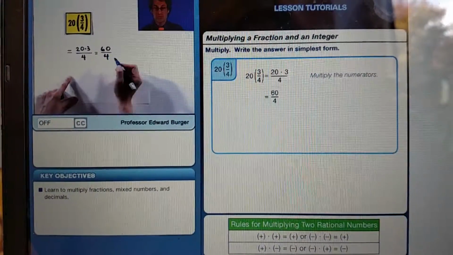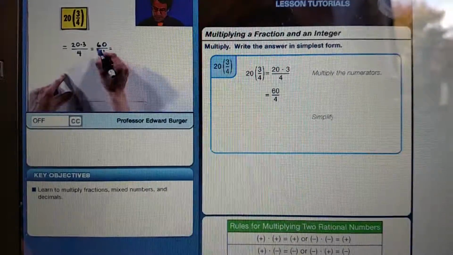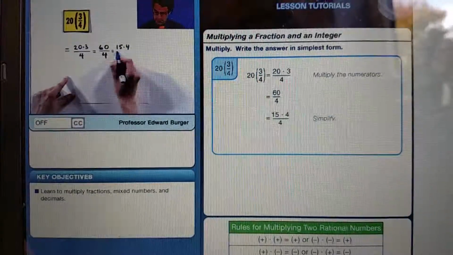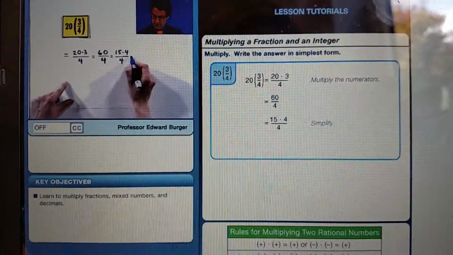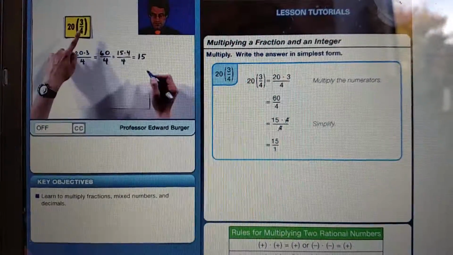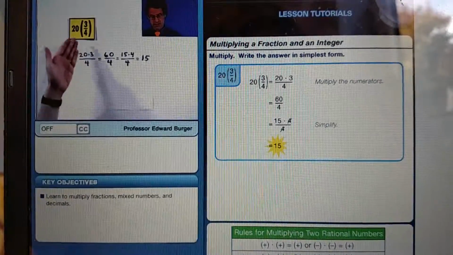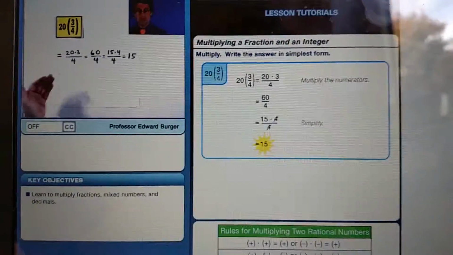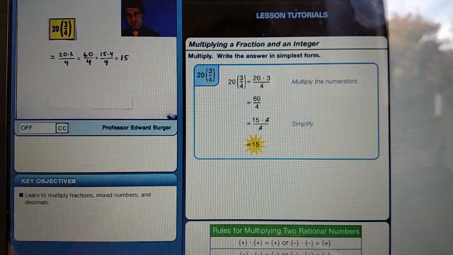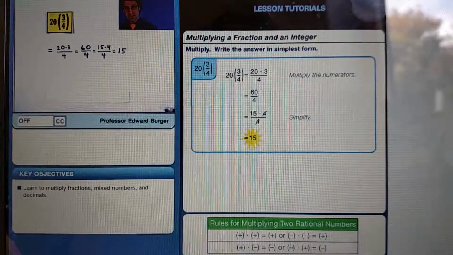And let's see if we can write this in simplest form. We can actually reduce this a little bit, because I can see that the numerator has a factor of 4 in it. It's actually 15 multiplied by 4. I have a 4 in the bottom, so in fact this simplifies to just 15. So in fact 20 times 3/4 is just the number 15. So when you have an integer multiplied by a rational, we just take the integer multiplied by the numerator, and divide that whole thing by the denominator.